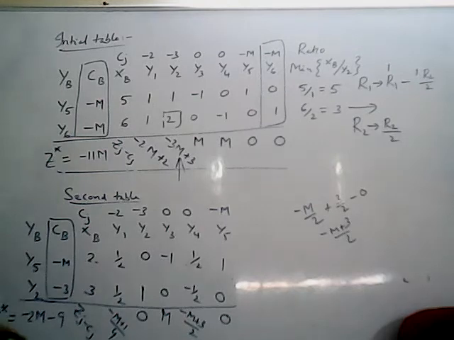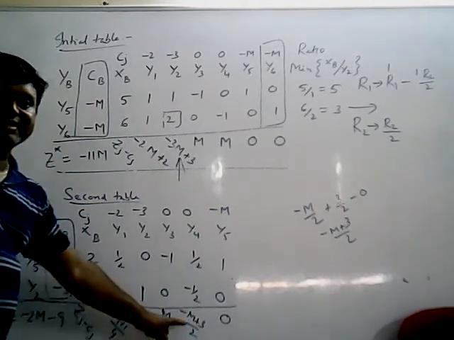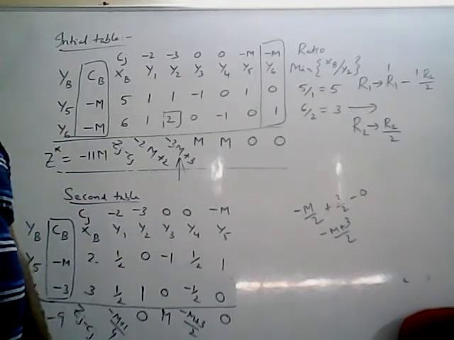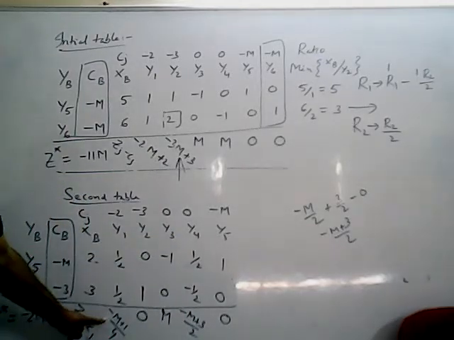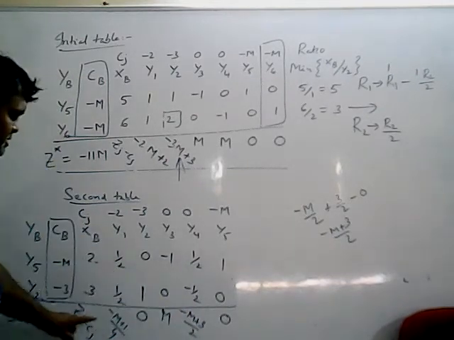If you get a single negative, that variable enters directly. But in this case, how many negatives did you get? Again you are getting 2 negatives, and again one more table you will get. So this is minus m plus 1 by 4, this is minus m plus 3 by 4, this is minus m plus 3, this is minus m plus 1.